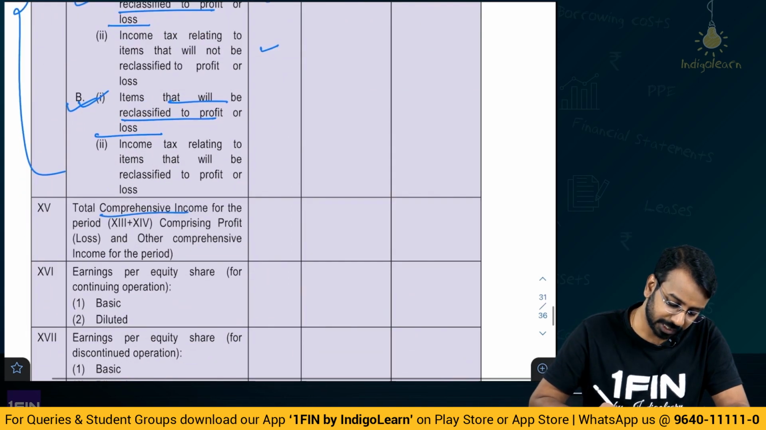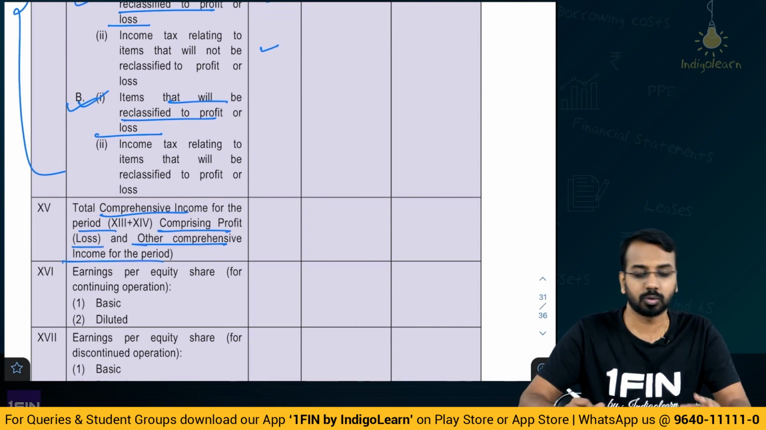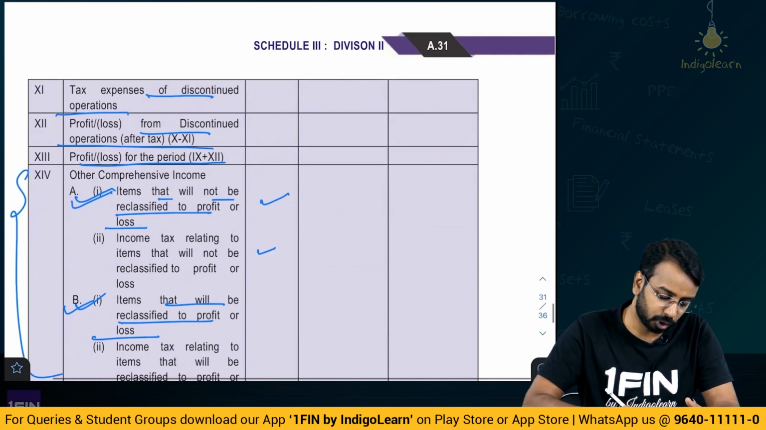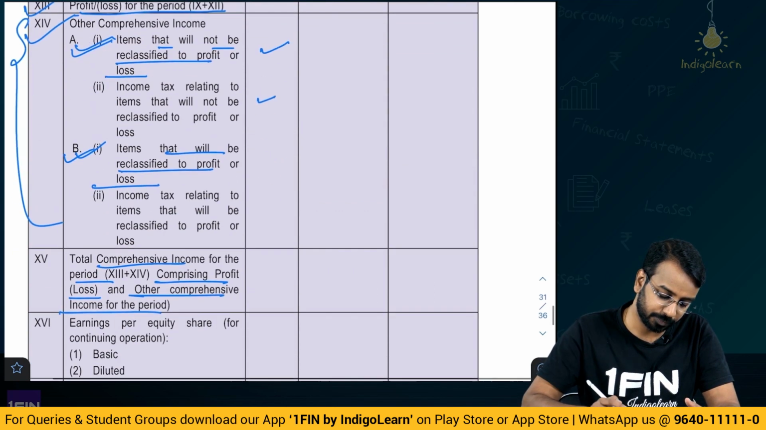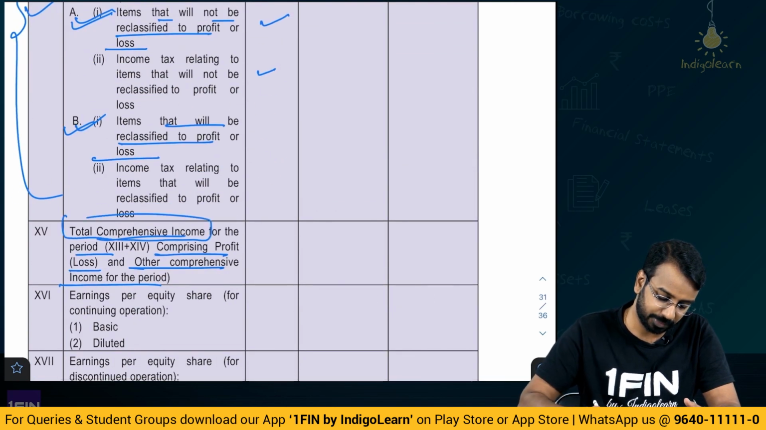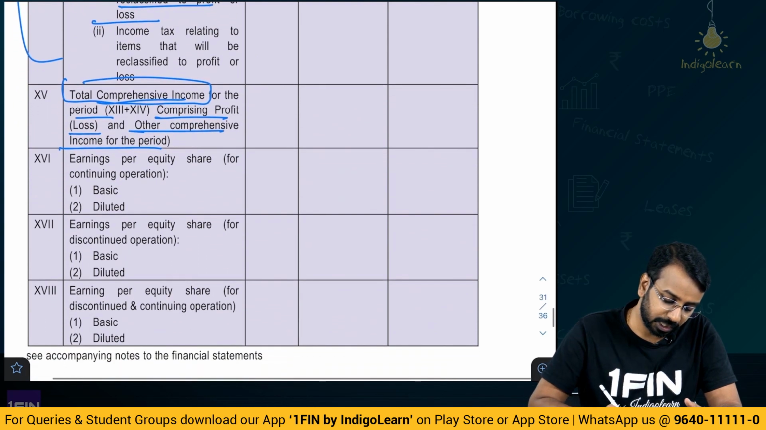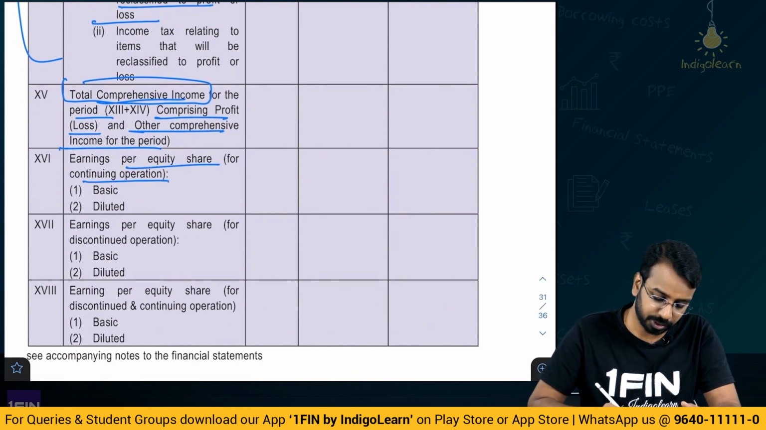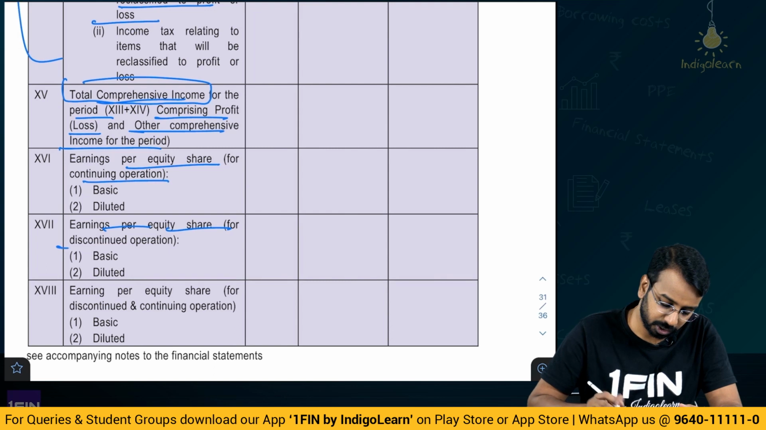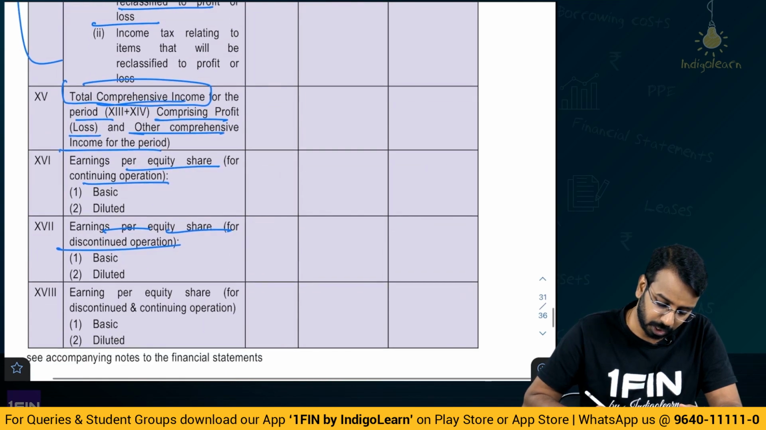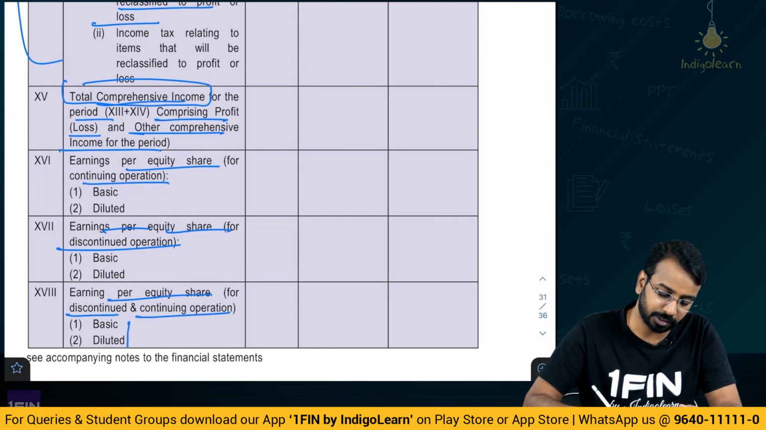Then total comprehensive income for the period, comprising of profit or loss and other comprehensive income. So what we calculated here, profit or loss for the period plus other comprehensive income, will give us total comprehensive income. Then earnings per equity share for continuing operation, earnings per equity share for discontinued operation, and earnings per equity share for discontinued and continued operation, basic and diluted. Basically this is continuing, this is discontinued, this is total.